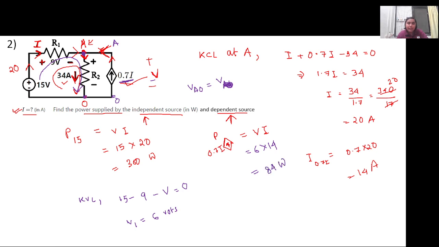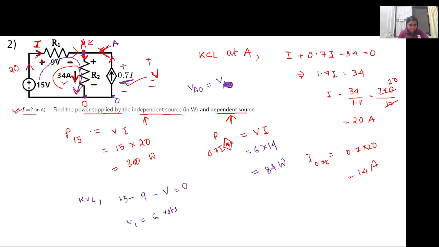So since we got the voltage to be positive, it is in this direction and the current is going out of the positive terminal. So this particular source is also delivering power. Is this fine? Yes, ma'am, it is fine. Any questions? No, ma'am. Okay.